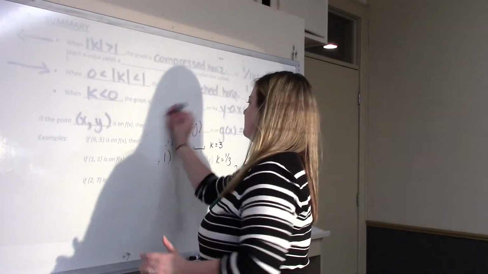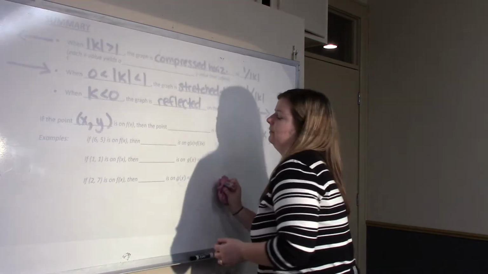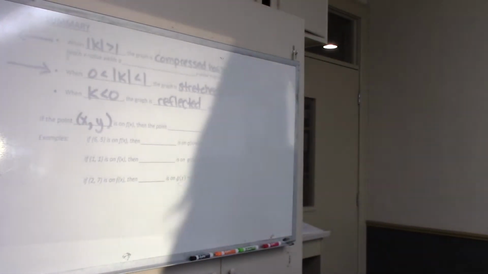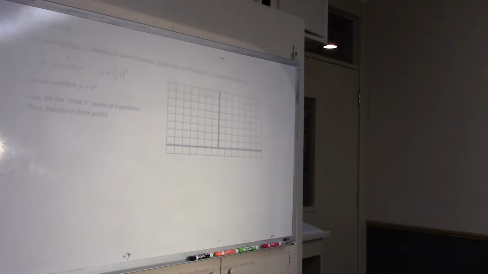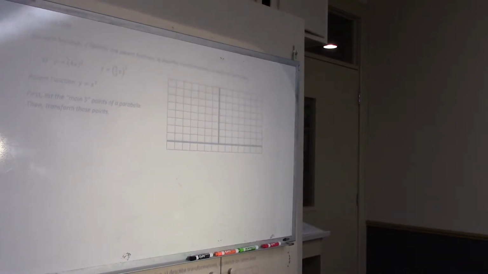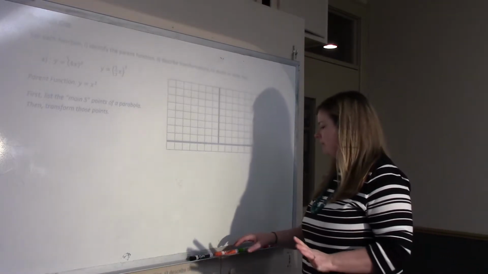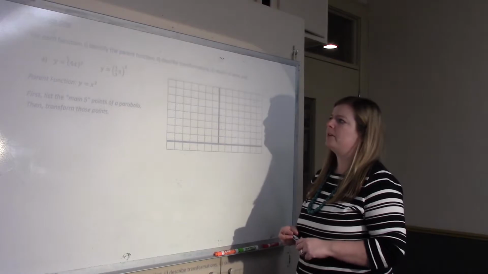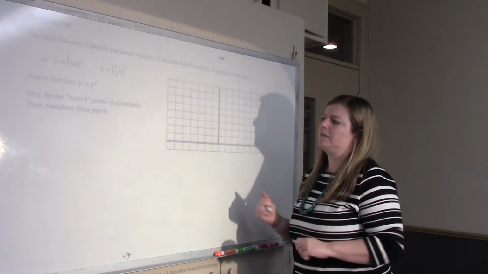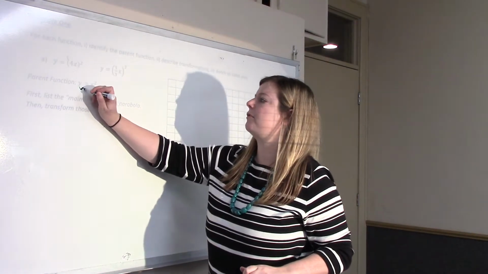Okay, so on the next page, we'll get to the examples. Consolidate this a bit further. We're going to identify the parent function and then transform using our k value. In this case, the parent function is x squared. I kind of wrote that for you already.